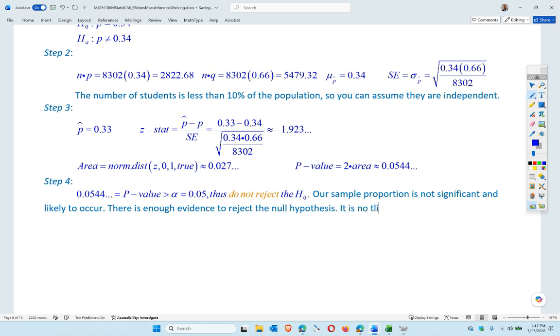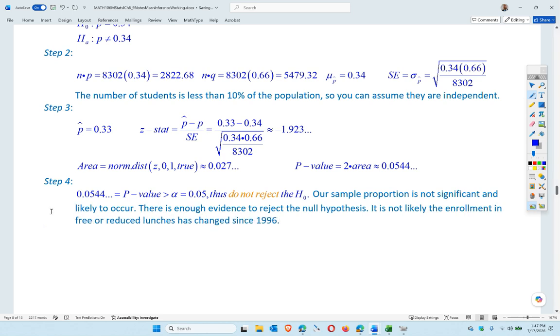It is not likely the enrollment in free or reduced lunches has changed since 1996. Okay. All right, so that's our findings.